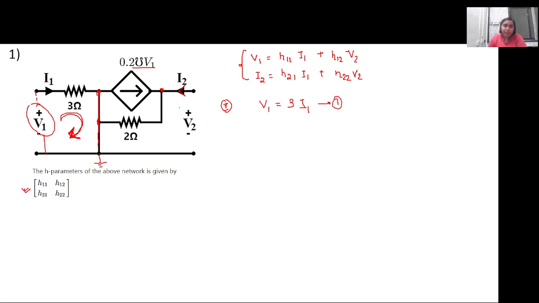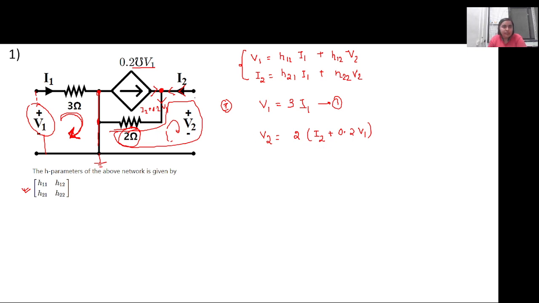Now, if we are to write V2, we will apply KVL in this particular loop, which considers this part and this part. When we apply KVL across this loop, V2 will be equal to, as we are moving through this 2 ohm resistance, I2 current. If we apply KCL at this node, 0.2 V1 current is flowing in and I2 current is flowing in, so the net current in this branch will be I2 plus 0.2 into V1, right? So the net current flowing through this 2 ohm resistor is 2 into I2 plus 0.2 into V1. Is this fine?